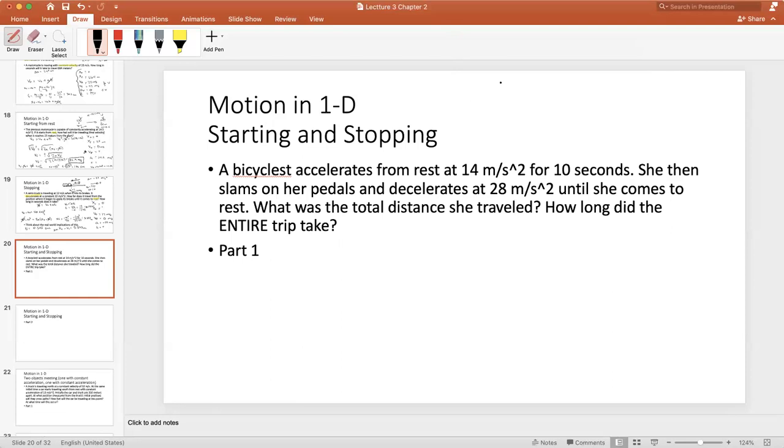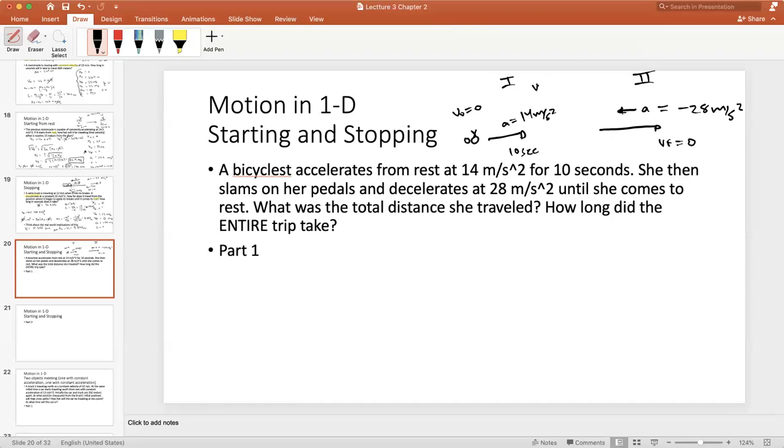So now we really need to divide this up into 2 separate problems. Even though we're going to have to take the time of both, we'll talk about that in a minute. But in the first, she starts from rest, right? So V initial is 0, and she accelerates for 10 seconds, where A is 14 meters per second squared. In the second, she comes to a stop, and A is actually going the other way, so it's negative 28 meters per second squared. And V final here is 0.